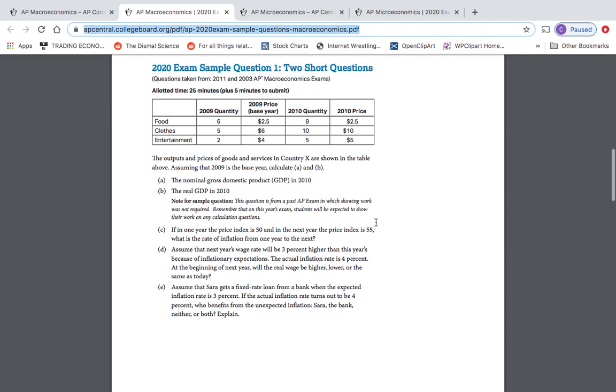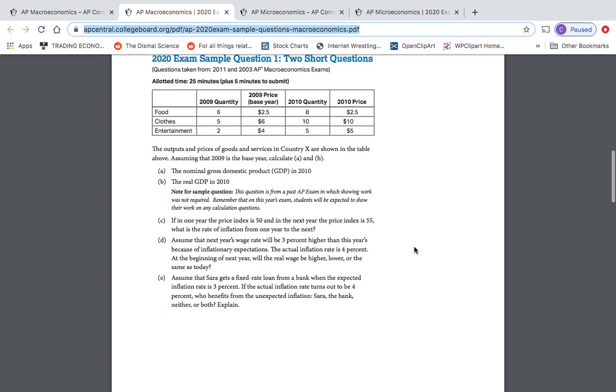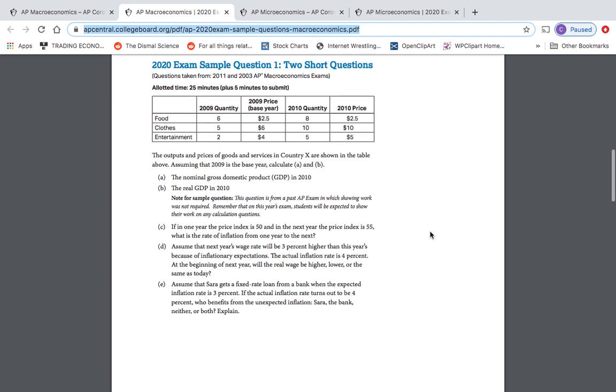C says if in one year the price index is 50 and the next year the price index is 55, what is the rate of inflation? So this is a mathy type question where it's cool that you use the calculator. This is just a percent change question. You take the new minus old divided by the old and you multiply by 100. Remember, current minus initial over initial times 100. It's a percent change formula that you just use in life, not even economic specific. So the rate of inflation from one year to the next, new minus old over old times 100, something we talked about back in Noble 2. So this is pretty much a Noble 2 question that you see here.